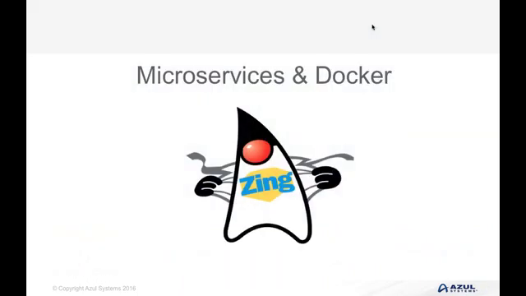So what I'd like to do is, first of all, start with just a little bit of a discussion around microservices and Docker in general, and then we'll move on to talking about how we use Java specifically, and then how Zing can help with some of the issues that you might be facing when deploying Java-based microservices, especially with Docker.